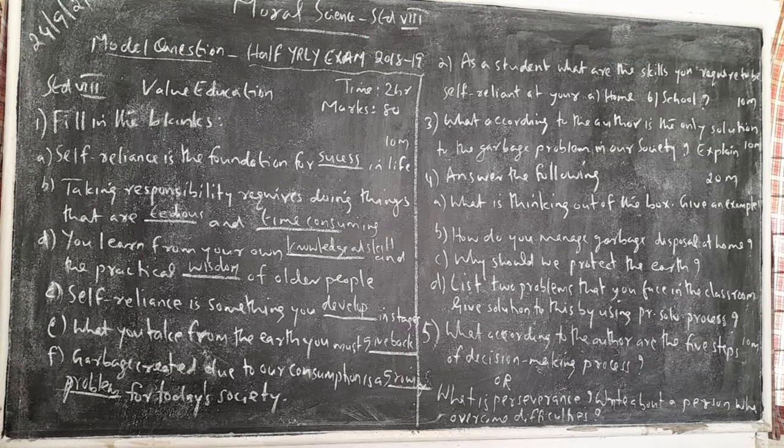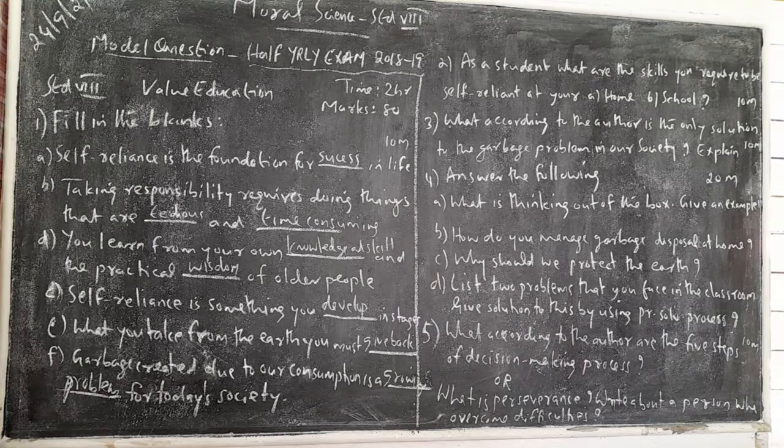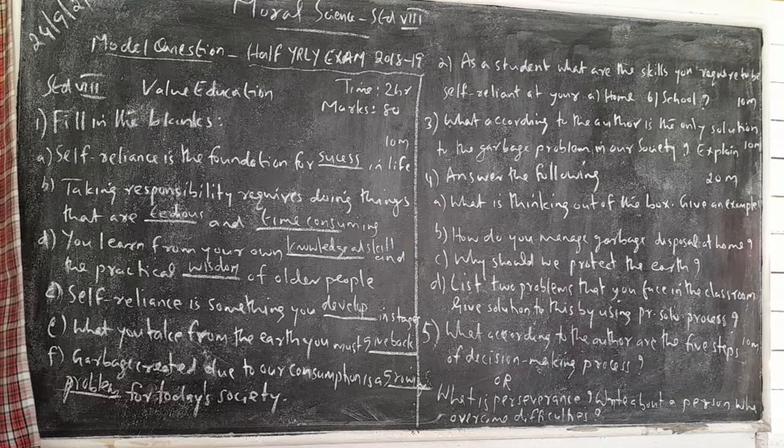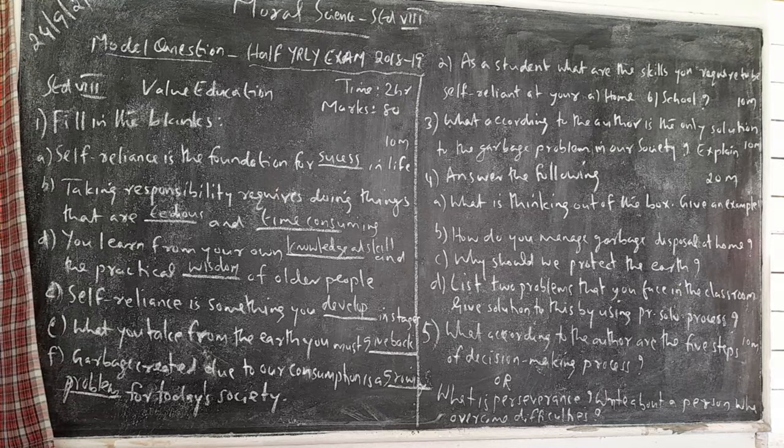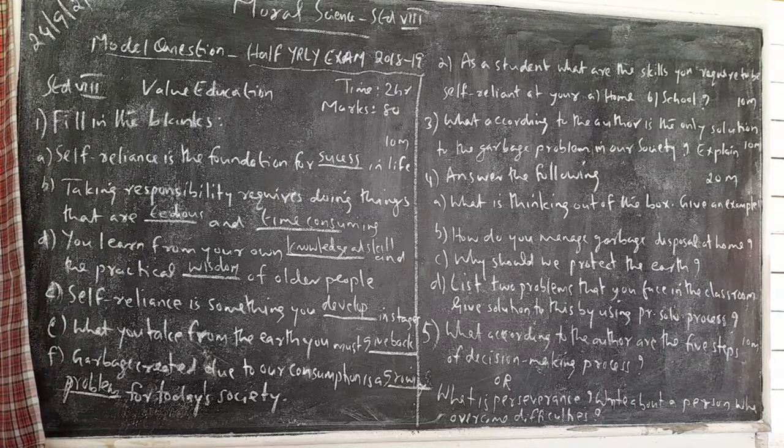What according to the author is the only solution to the garbage problem in society? Explain. Reduce, reuse, recycle. Then, 4 things you can do. Thinking out of the box, you can do it.